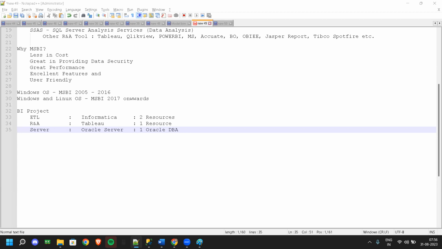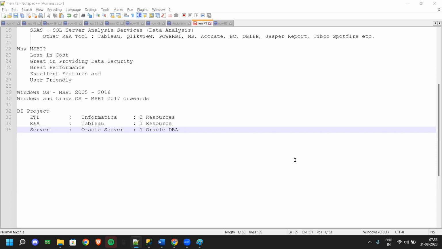And yes, one more thing I'd like to ask: after preparing a report in MSBI, are we again going to store this report in a server or what? Yes. Report server is an intermediate location, an intermediate place.